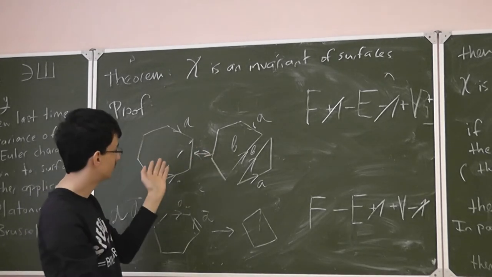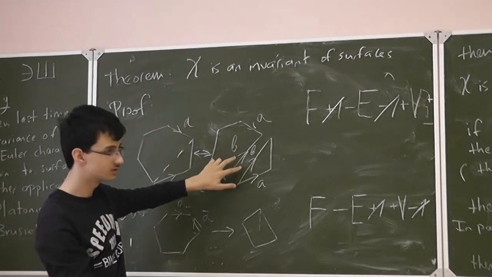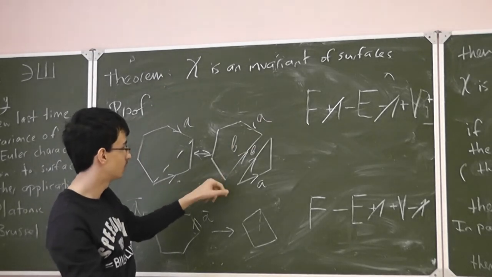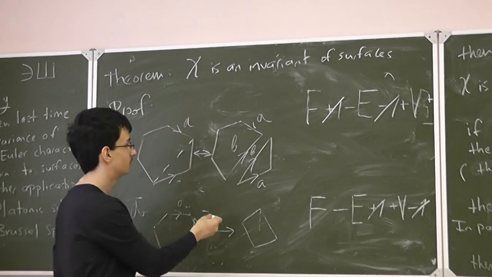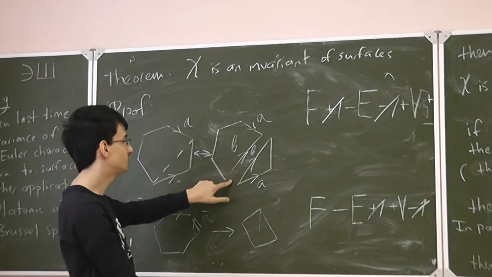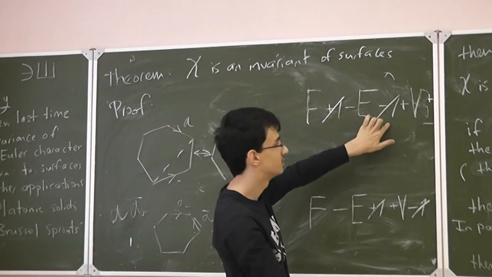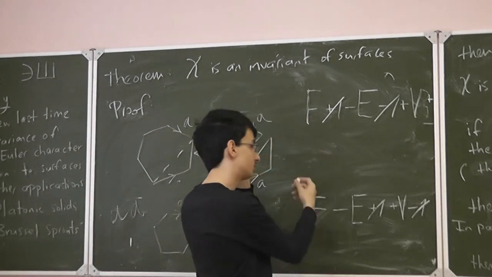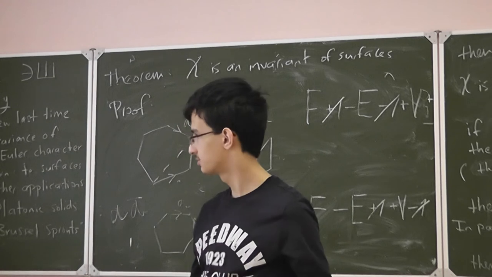And then, let's look at the cutting case. Then we'll get one more edge, the one that we cut. The number of vertices isn't affected. We'll get one more face and one more edge. And so the total Euler characteristic doesn't change. Yeah, I understand. So this must be it.